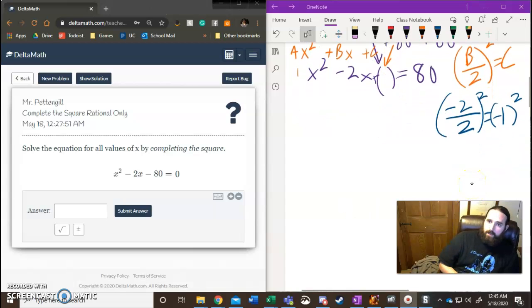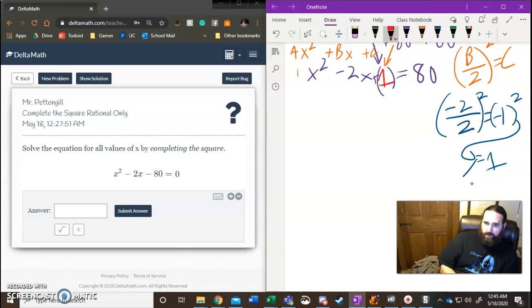I can't just randomly throw a 1 into the equation. I can't, as much as I'd like to, just put a 1 right here. I can add something to both sides. So I can add 1 to both sides. That will give me a c here, or just a plain old number. So x squared minus 2x plus 1 equals 81.